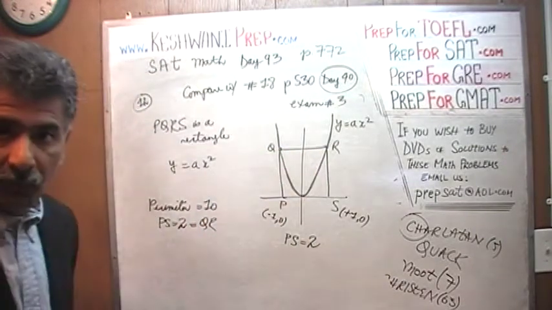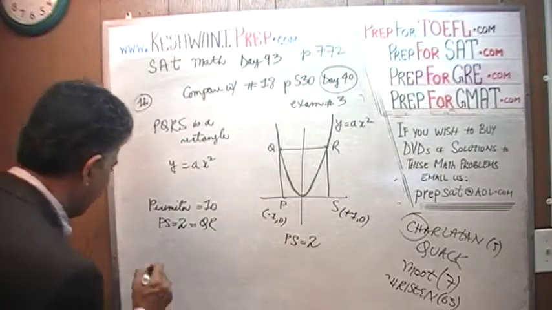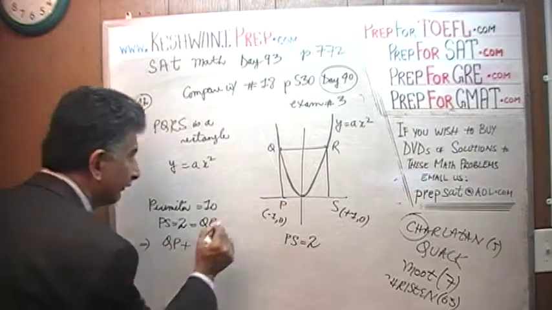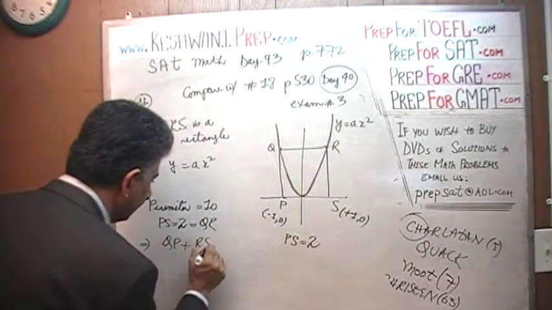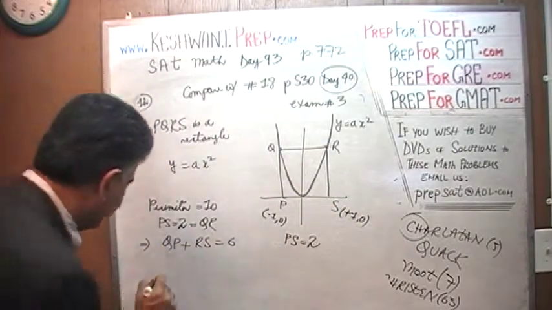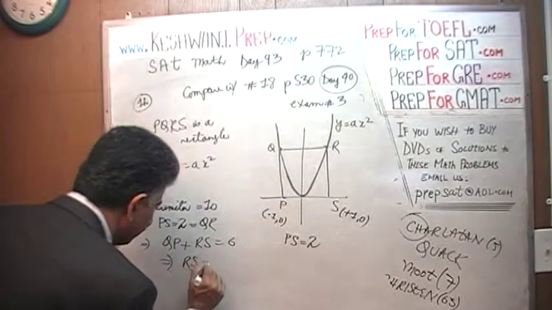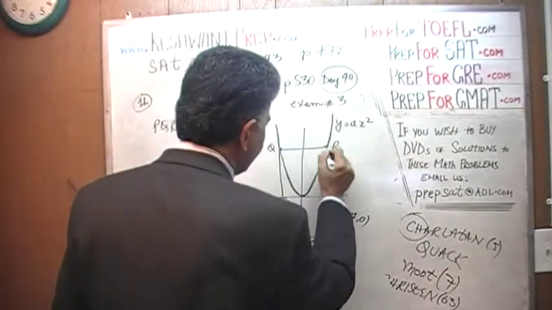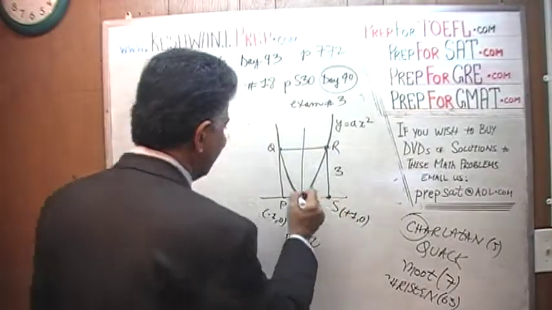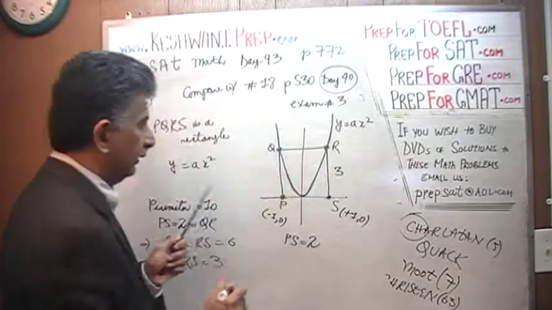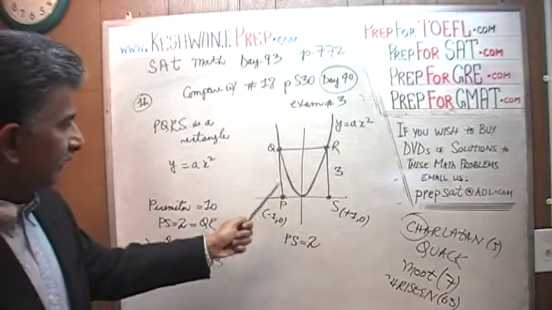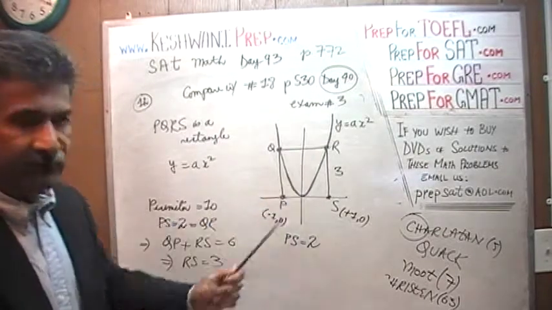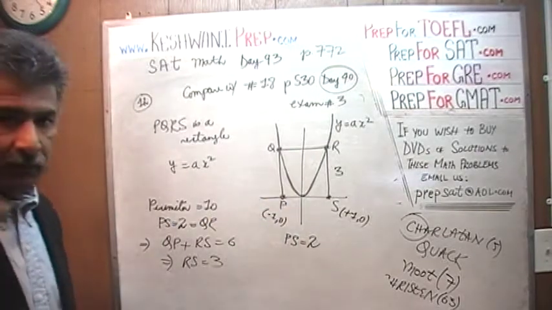So 2 plus 2 is 4, that leaves us with 6, which implies that Q to P plus R to S must equal 6. That in turn implies that R to S must equal 3. You with me? Obviously, from here to here it would have to be 3, because 3 plus 3 is 6, 6 plus 2 is 8, plus 2 is 10, which is the perimeter of this rectangle. That's it. We're almost there.